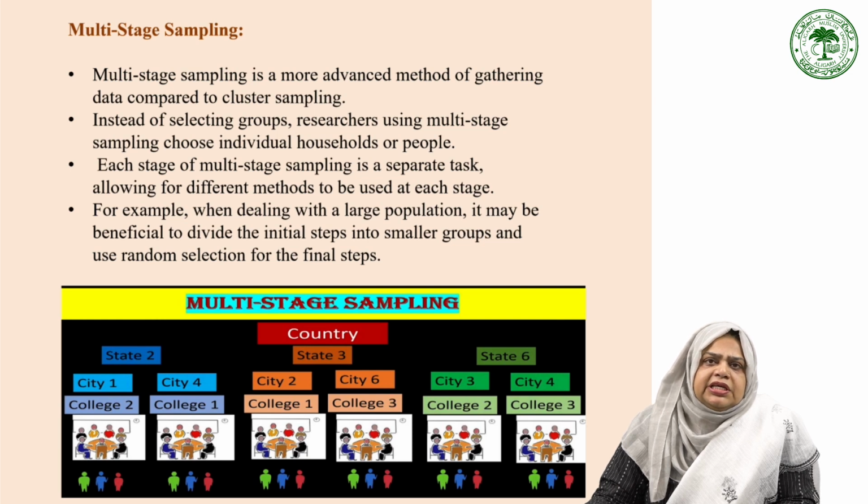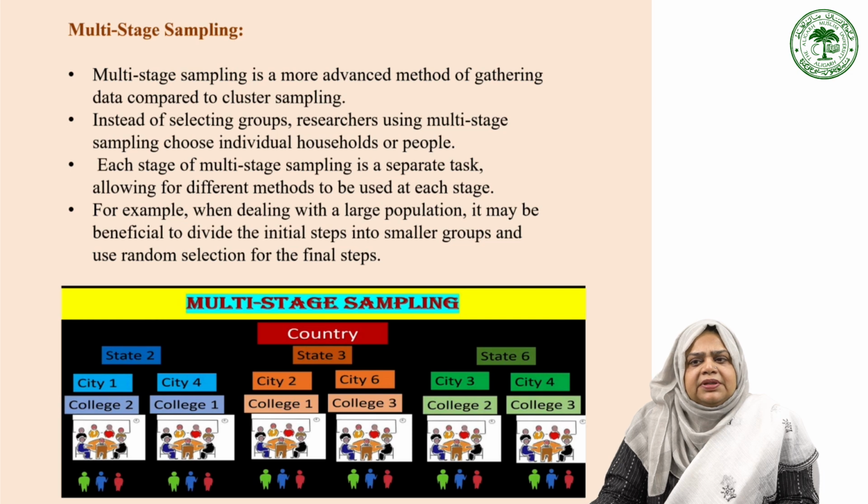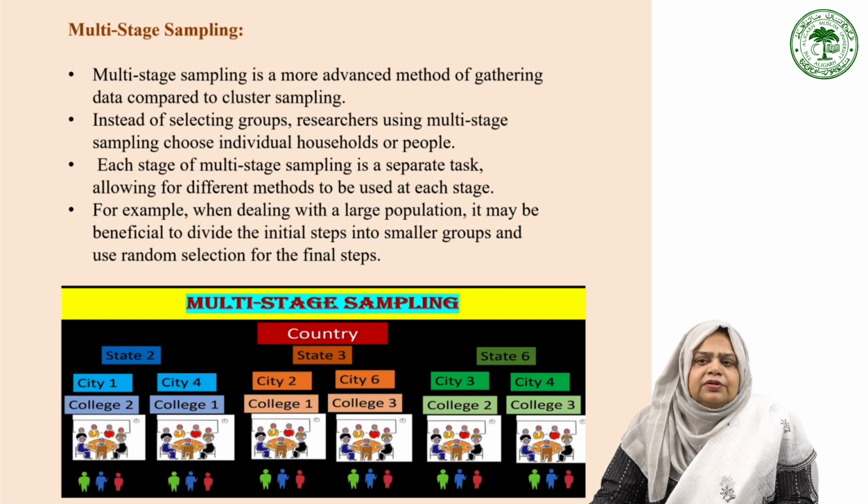Each stage in multi stage sampling is like a separate step in the process, allowing for different methods to be used. For example, when dealing with a large population, it can be helpful to divide the initial steps into smaller groups and use random selections for the final steps.